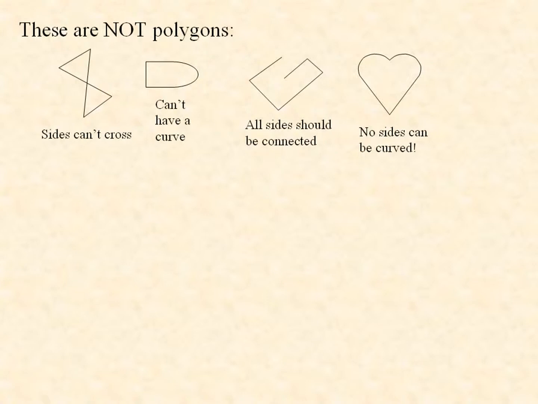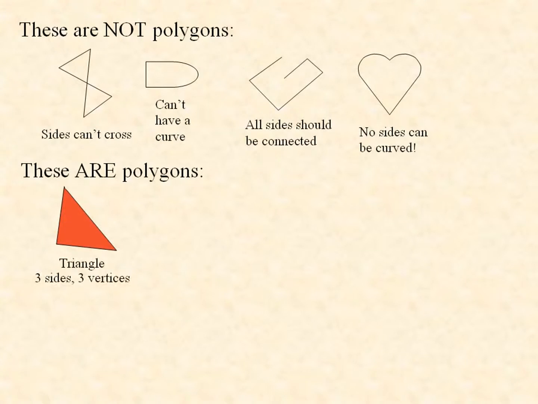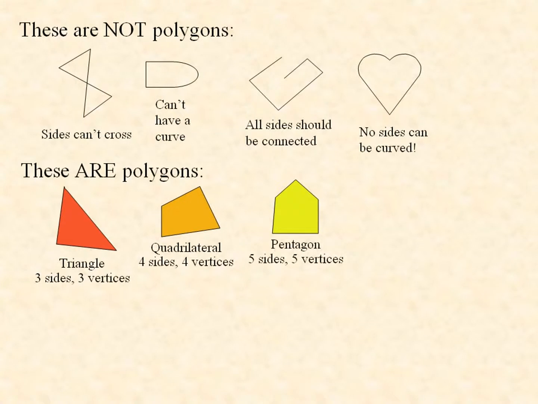Now let's look at some examples of polygons. One of the most common polygons is a triangle. The color doesn't matter. A triangle has 3 sides and 3 vertices. A quadrilateral has 4 sides and 4 vertices. A pentagon has 5 sides and 5 vertices. And a hexagon has 6 sides and 6 vertices.